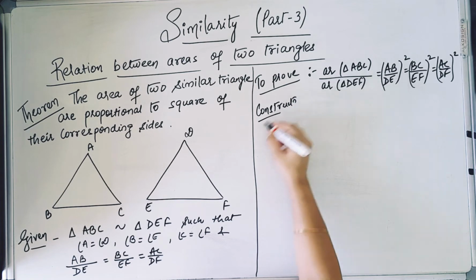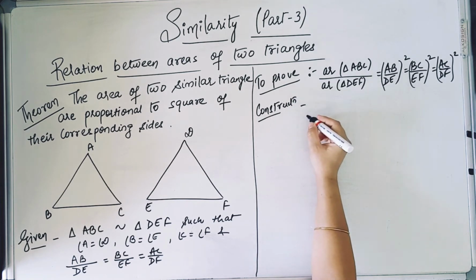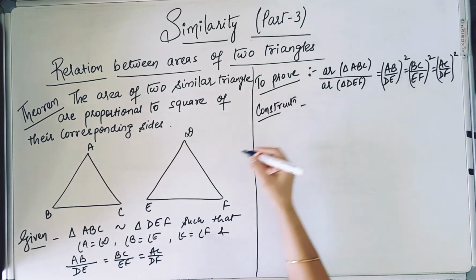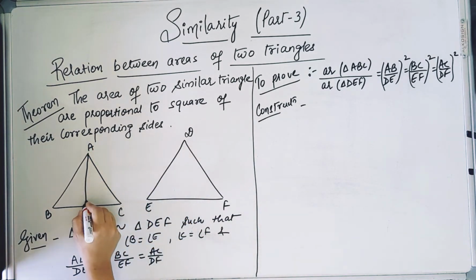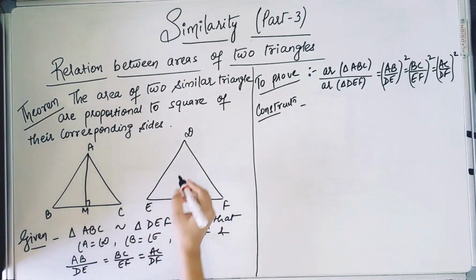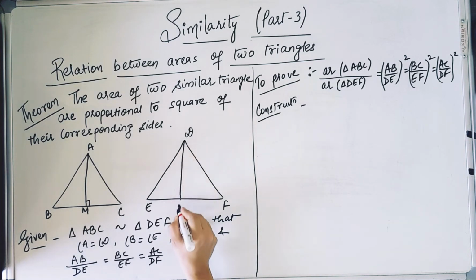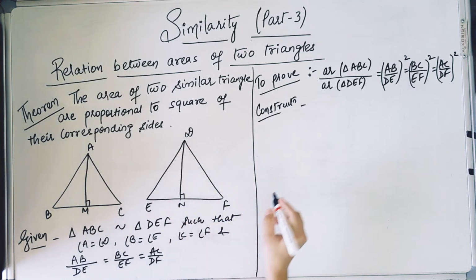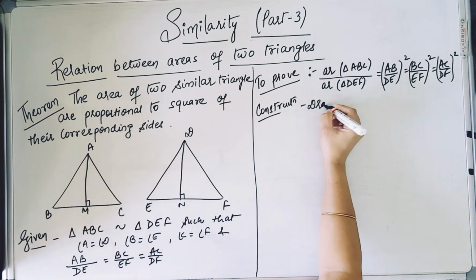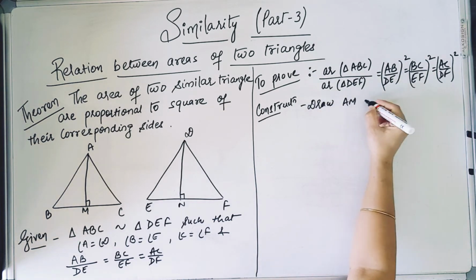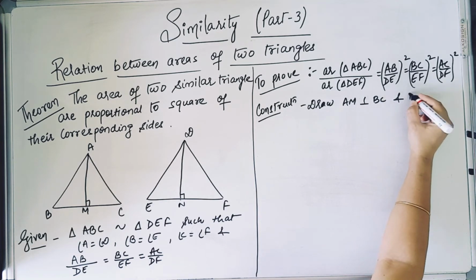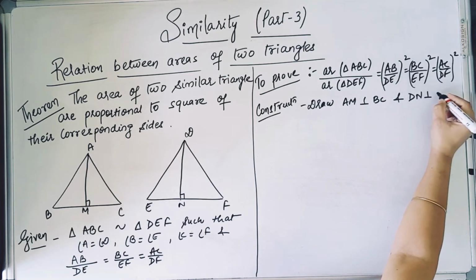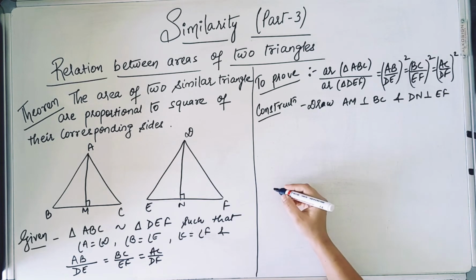So we'll draw a construction over here. What will we construct? We'll draw a perpendicular line AM, which is perpendicular to BC, and we'll draw DN, which is perpendicular to EF. So draw AM perpendicular to BC and DN perpendicular to EF.